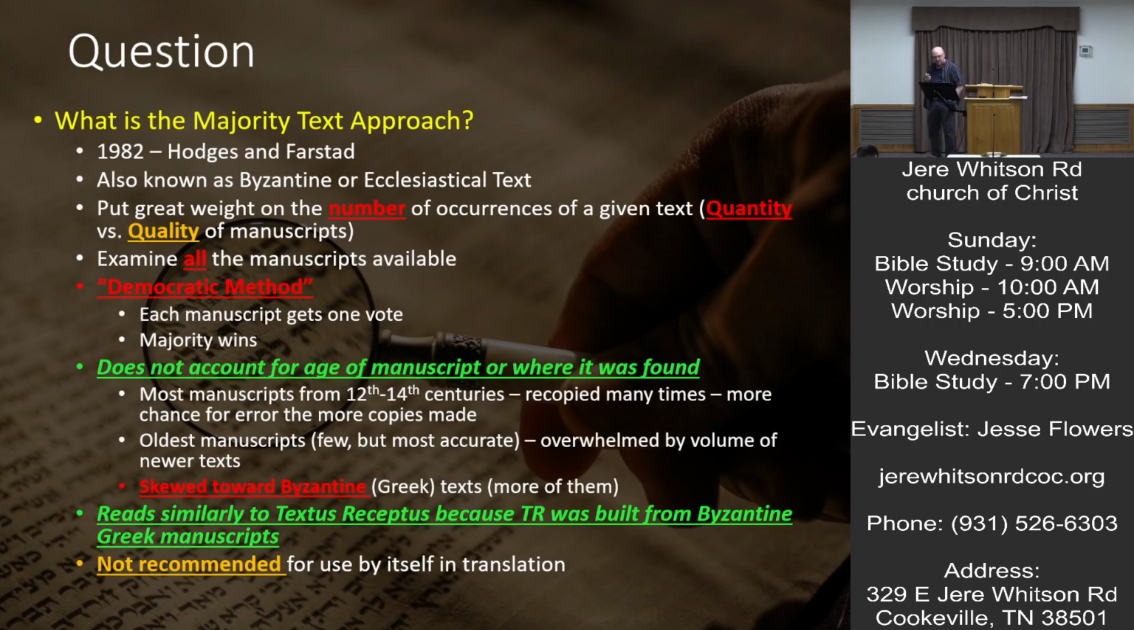Okay, so let's look at this one. This one is newer as far as going through. 1982, Hodges and Farstad. And they call it also the Byzantine or the ecclesiastical text. And there's a reason for that, and we'll get into it in a second. But this one looks at the majority. This one looks at the pure number of manuscripts.